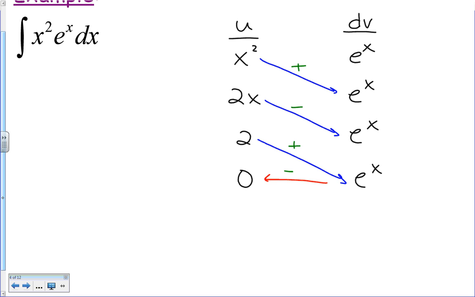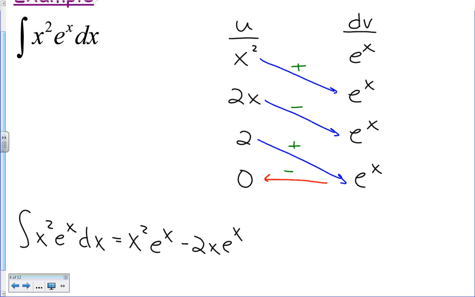So let's rewrite the original problem again. We have the integral of x squared e to the x dx. That's what we started with. And now just follow your arrows here. You've got x squared times e to the x, x squared e to the x. And then it's minus the 2x e to the x. And then it's plus the 2 times e to the x. And then it's minus the integral.